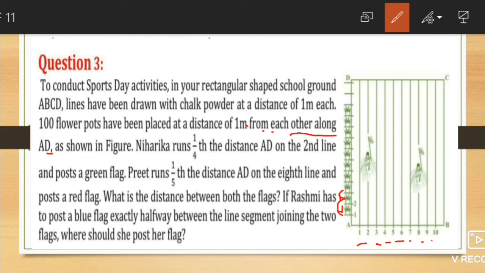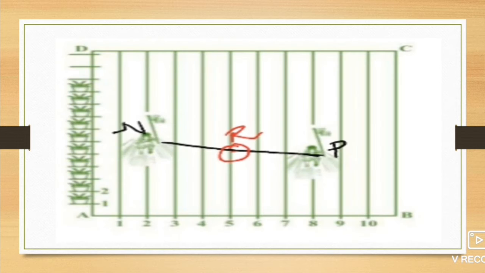Preet runs 1/5 of the distance AD on the 8th line and posts a red flag. What is the distance between both flags? If Reshmi has to post a blue flag exactly halfway between the line segment joining these two flags, where should she post the flag? Okay, so let me look at the picture.